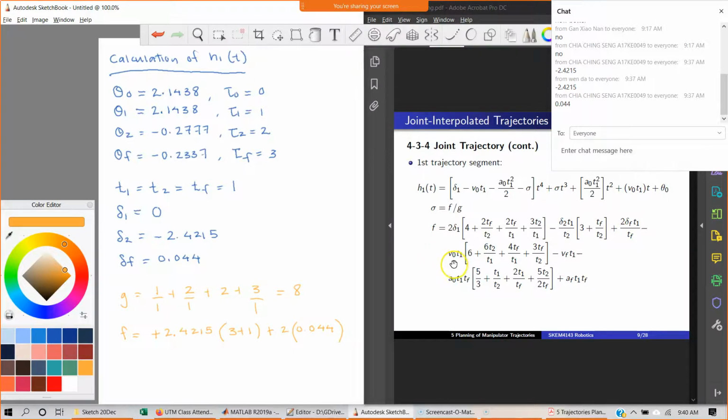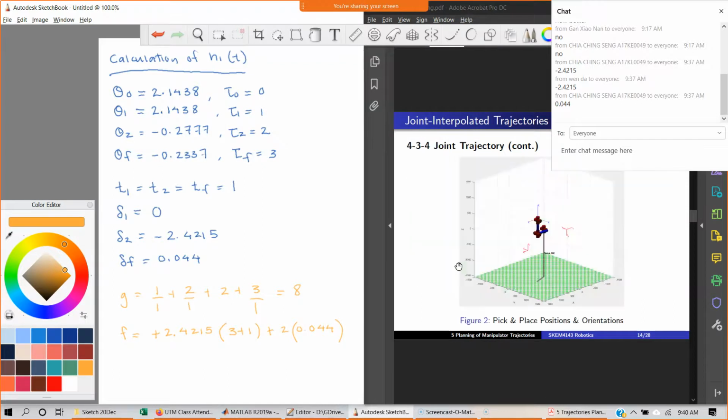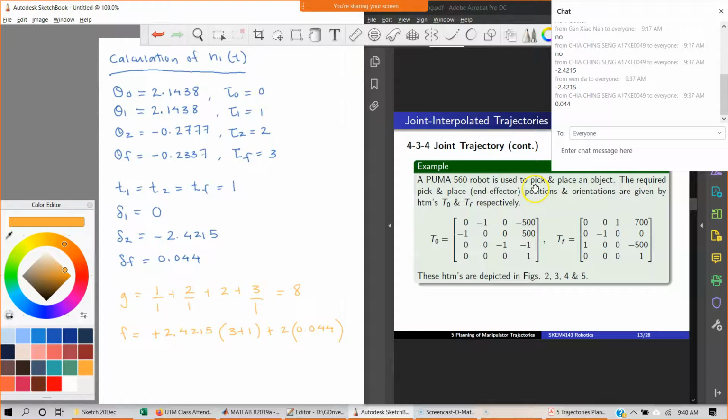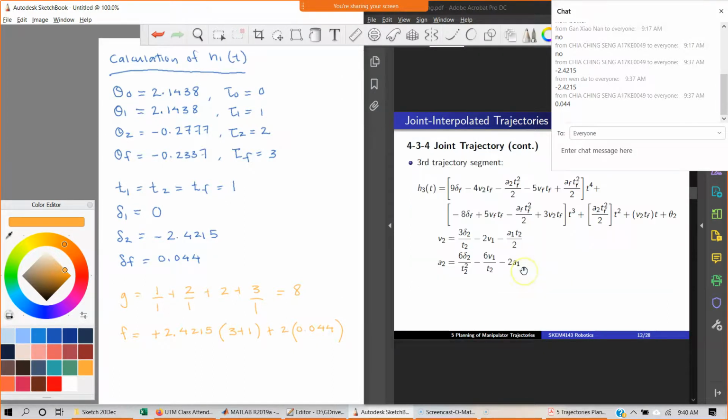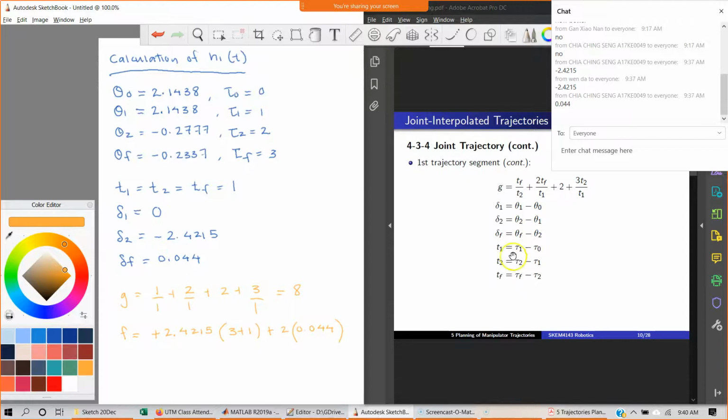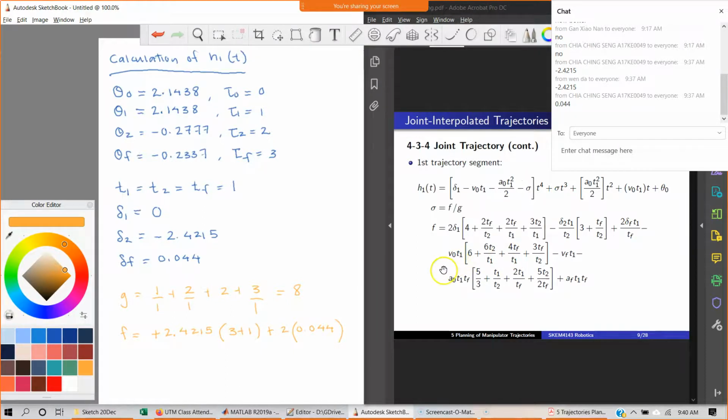Minus V0. What is V0, guys? Because in the question, it does not say what is V0. And it also says we are doing this for pick and place. So it is very safe to assume that V0 is 0. So the whole thing can be cancelled out. Vf, the final velocity, is also 0. The initial acceleration is 0. Final acceleration is 0. So everything is 0.